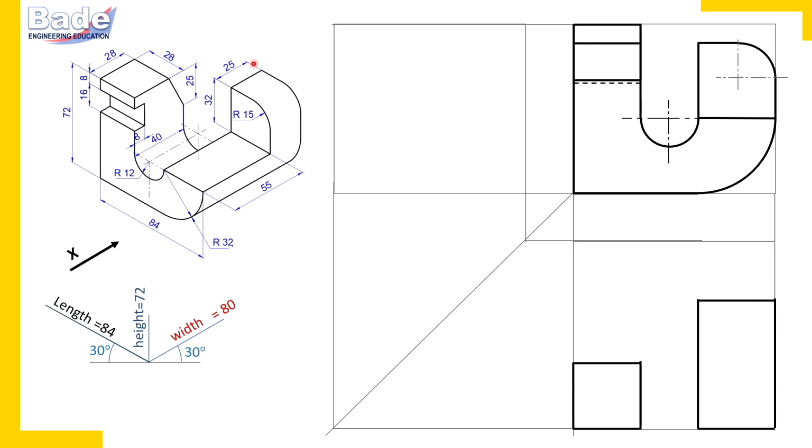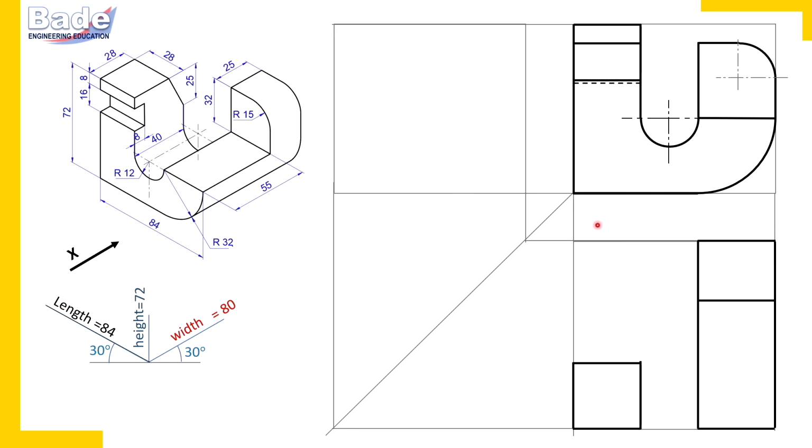Okay. Now this surface has edges parallel to width and parallel to length. So this surface also shows its true shape in the top view. So let's draw this surface. From the back side, 25 millimeters. So this edge is 25 millimeters. Here it is. Then this edge. And this is how we have completed this surface in the top view.